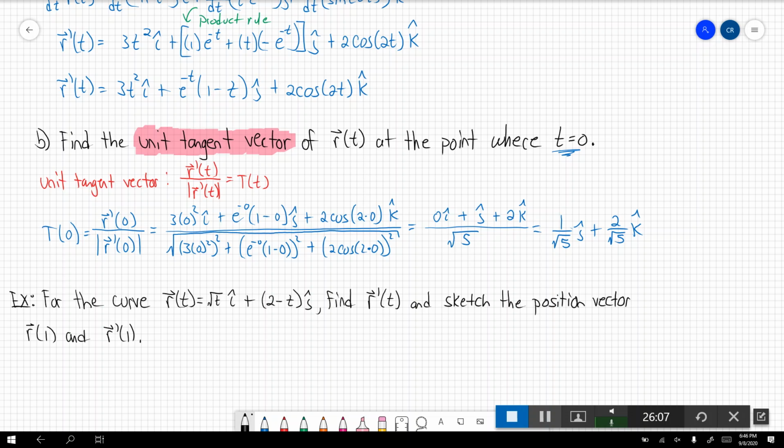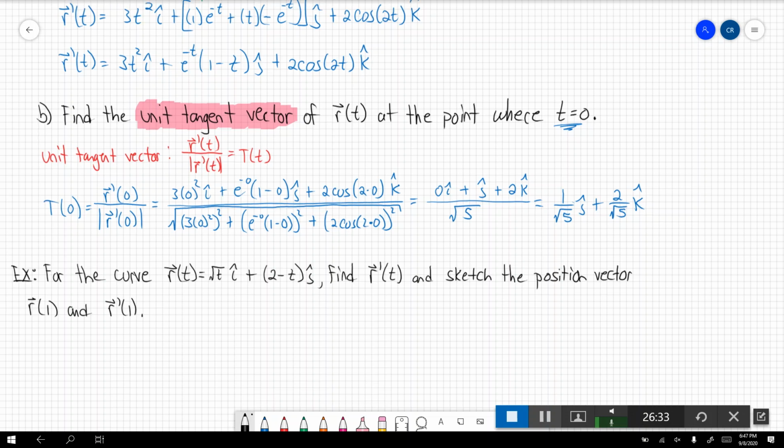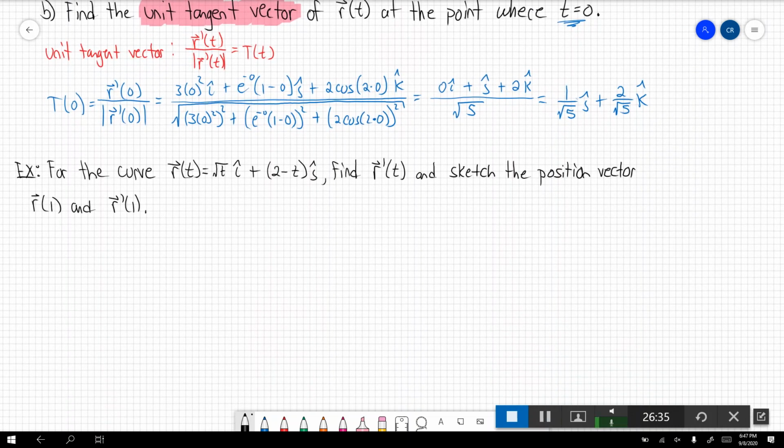All right, so here we are. We're going to be looking at the curve r of t, which is equal to the square root of t in the i component, and then 2 minus t in the j component, and we want to find the derivative of that vector curve and sketch the position vector r of 1 and r prime at 1. All right, so that's what we're working with. So let's see if we can work through this.